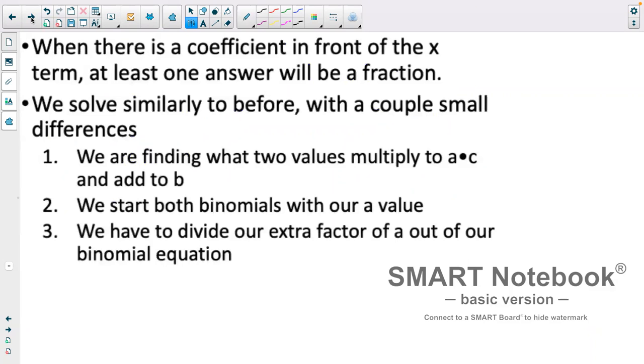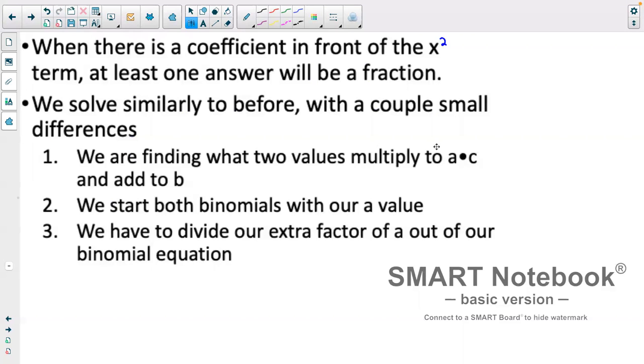Now we have to modify what we did slightly if we have a coefficient in front of our x squared term. And at least one answer will end up being a fraction. We'll solve similarly to before with a couple small differences. Instead of finding a product that's equal to our c term, our product is now equal to our a value times our c value. We still look for something that adds to b. And both of our binomials, instead of starting out with x, will start out with whatever our a value is and then x.